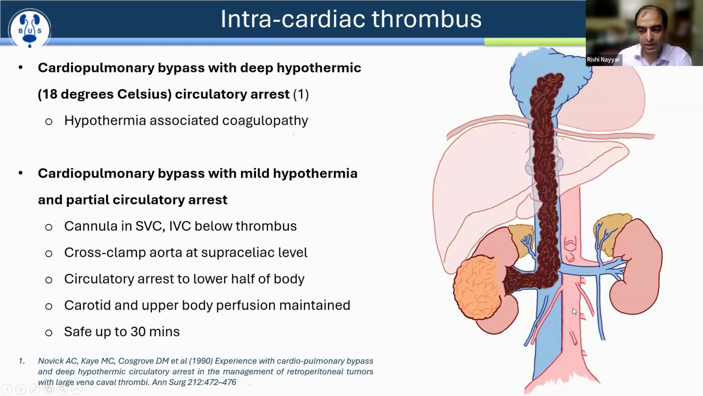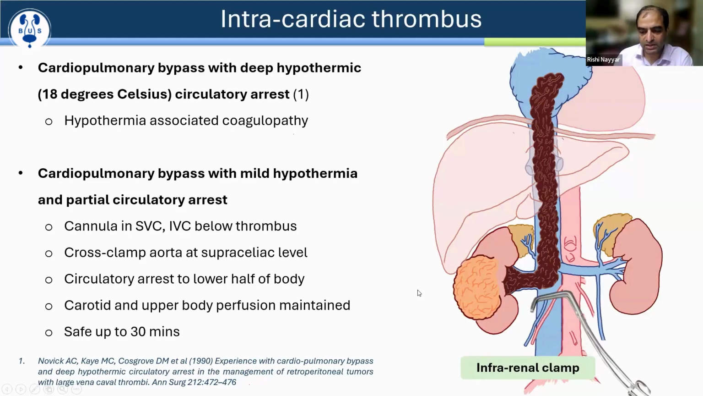It again gives about 15 to 20 minutes of safe time. If we go beyond that, there would be too much lactic acid and anaerobic perfusion of the lower half of the body, which is not good. So the safe way is to go to 18 degrees Celsius with complete circulatory arrest. But if you are comfortable and you know that you would be easily able to remove the thrombus, then even mild hypothermia and the partial circulatory arrest technique can be used in some patients.